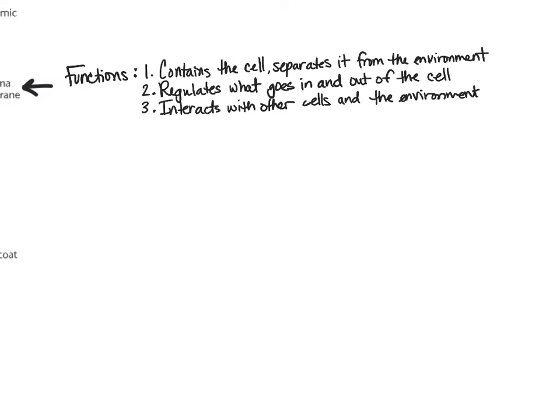Those are part of the plasma membrane that allows it to interact with other cells and with the environment. So, for example, with the mucus and coughing things out, that's our cells interacting with the environment, or the plasma membrane specifically interacting with the environment. So let's take a look at the structure of the plasma membrane.